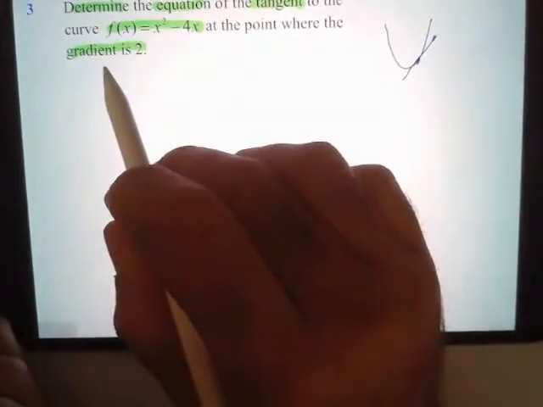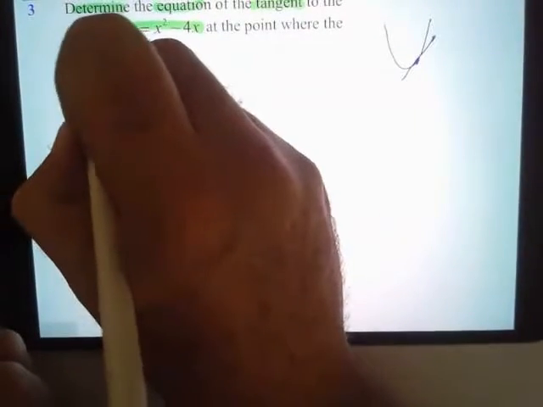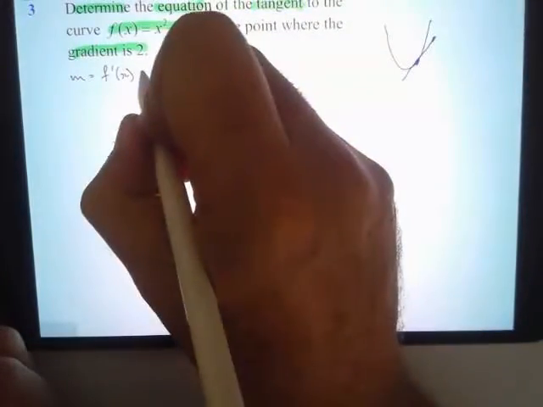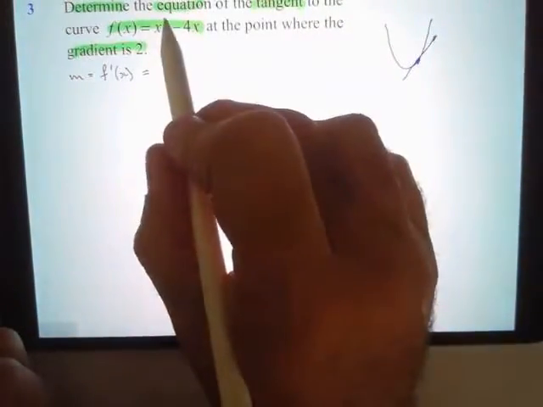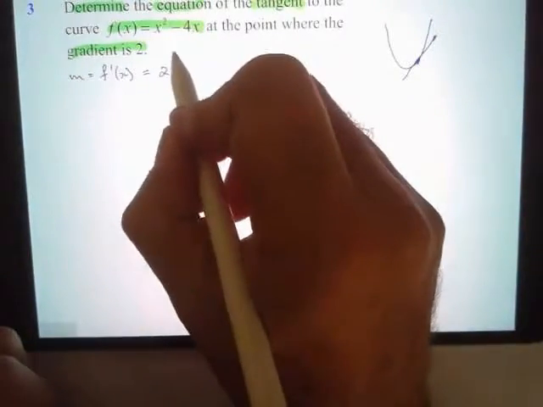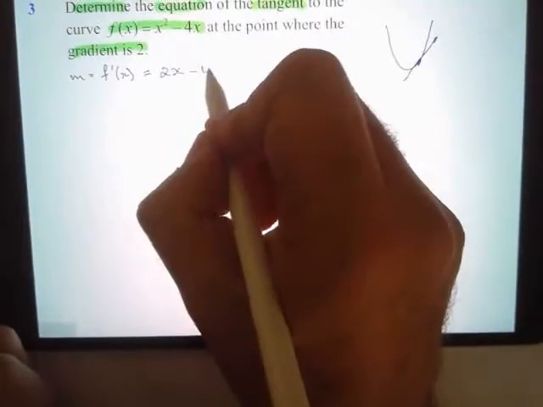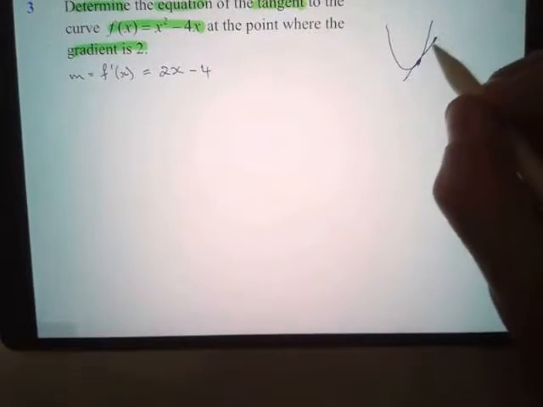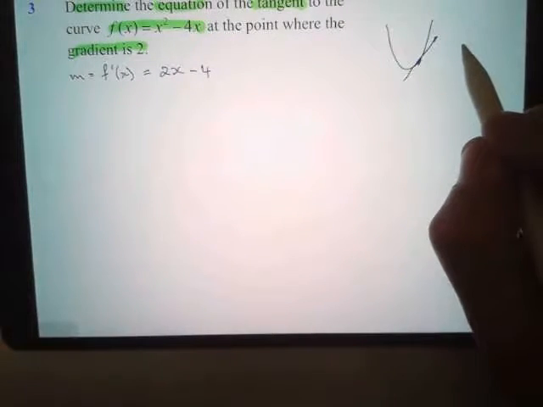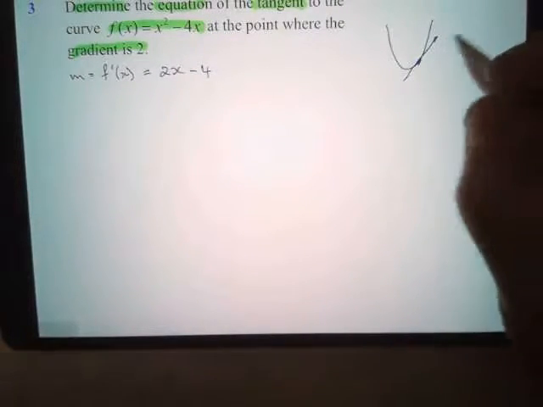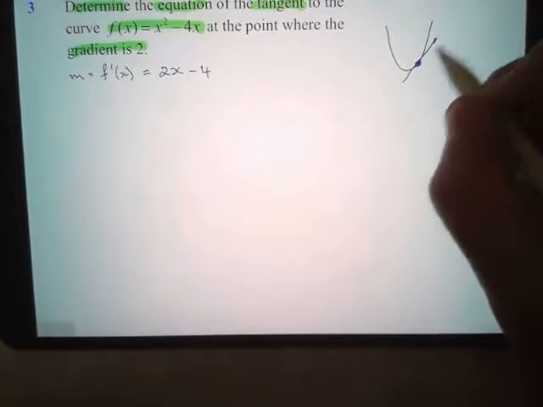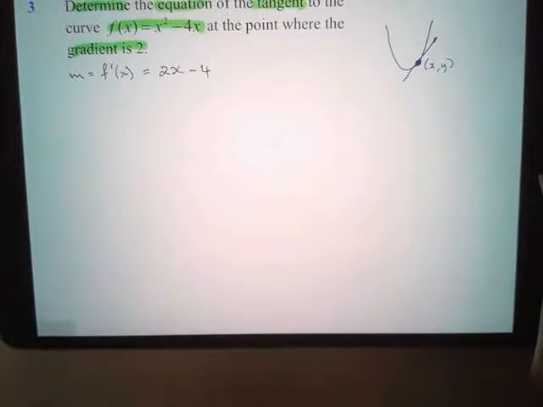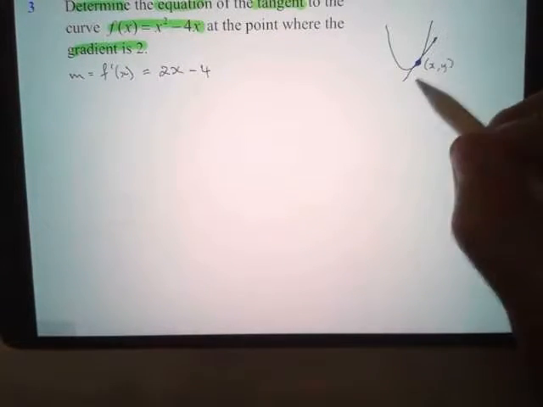The moment we say gradient is 2, we need to know that the gradient equals the derivative of f(x). So the derivative of f(x) equals, and we find the derivative of this. The 2 goes to the front, 2x minus, and the x falls away, it's 4. So the gradient at any point, now be careful, that is not the equation of the line, that's the equation of the gradient. What I want to know is what is this point. Because if I want to find this equation, I'm going to need to know what is this xy value. And once I know the xy value, I can find out what that value is.